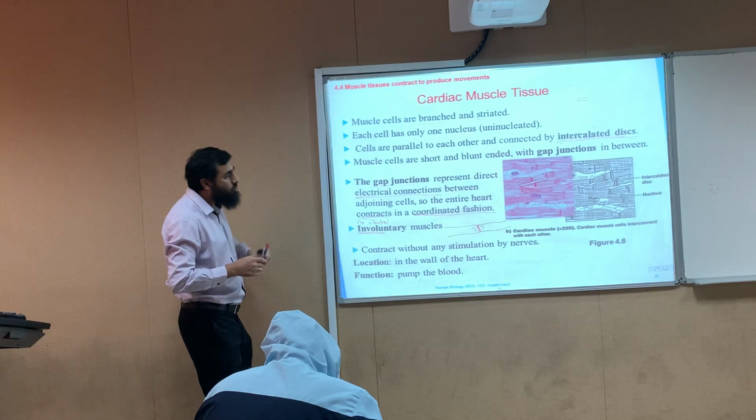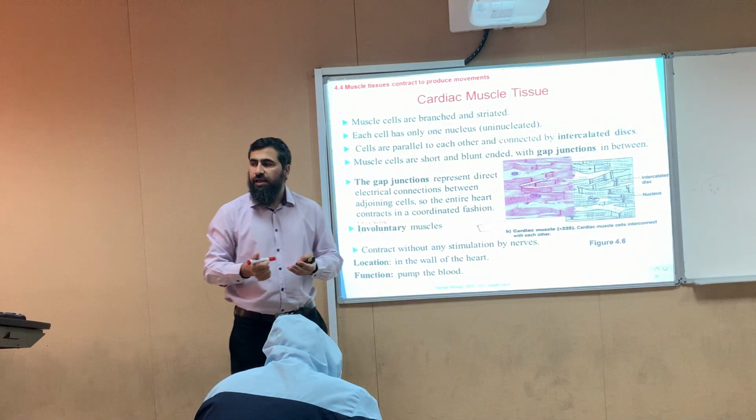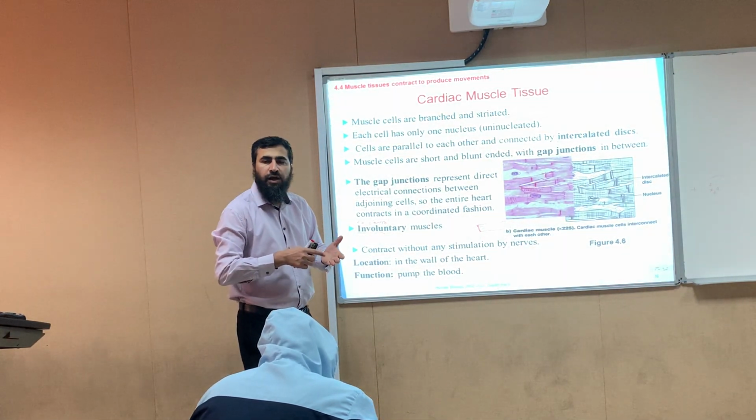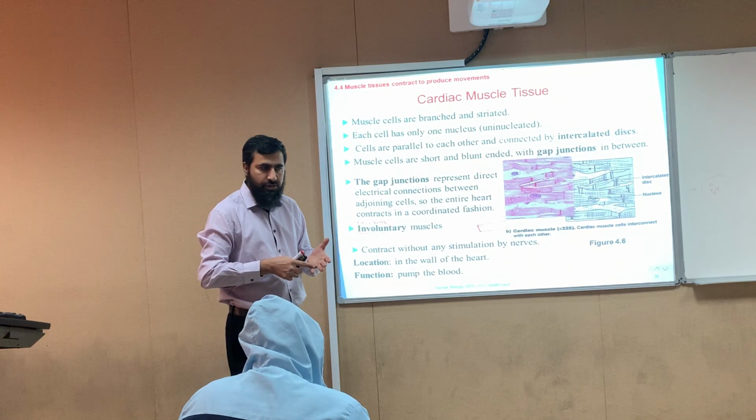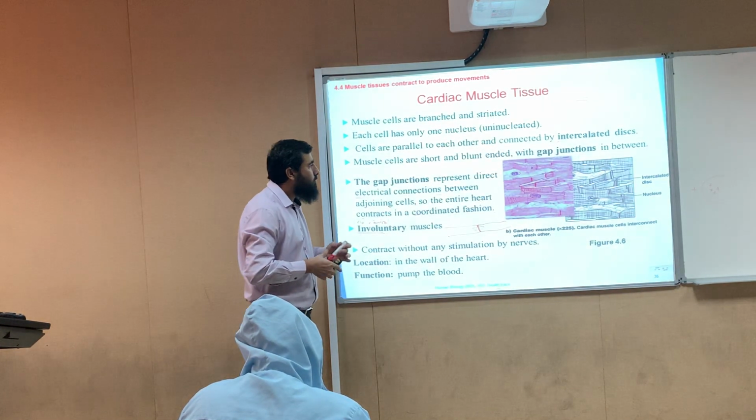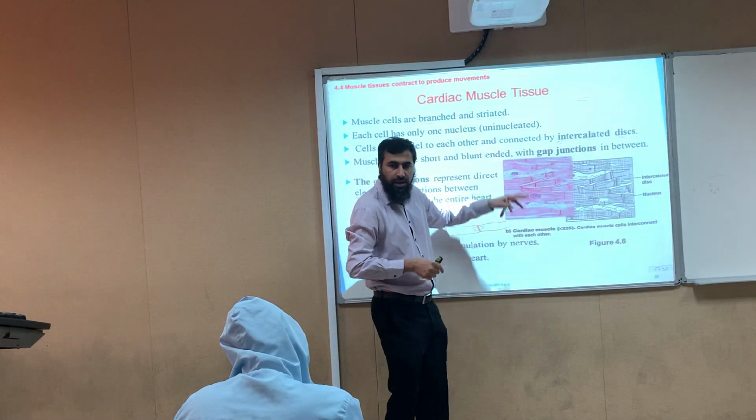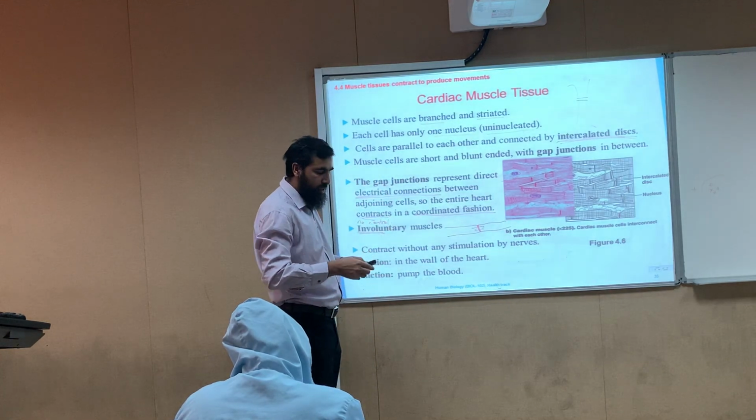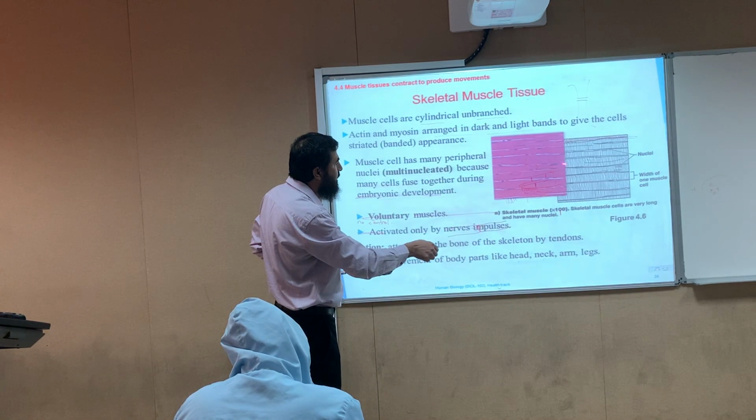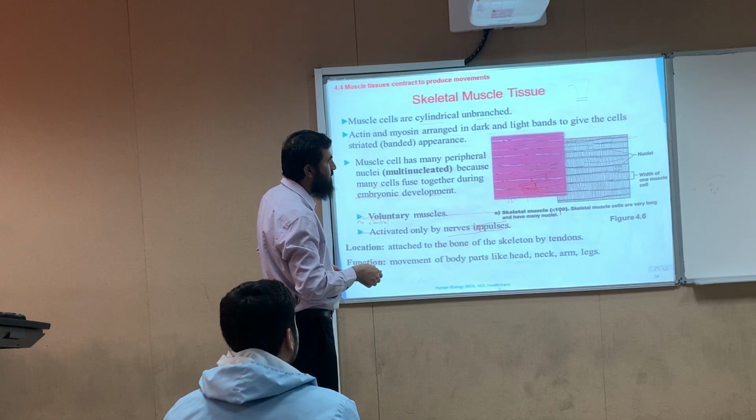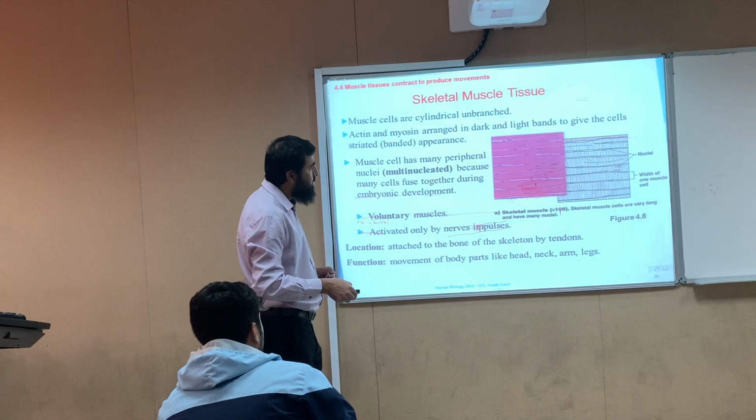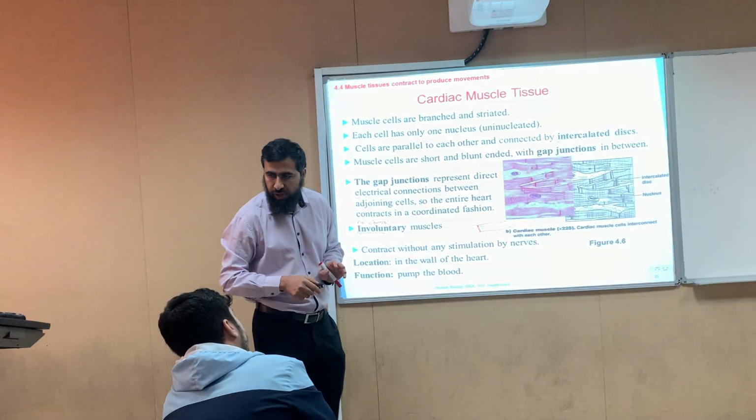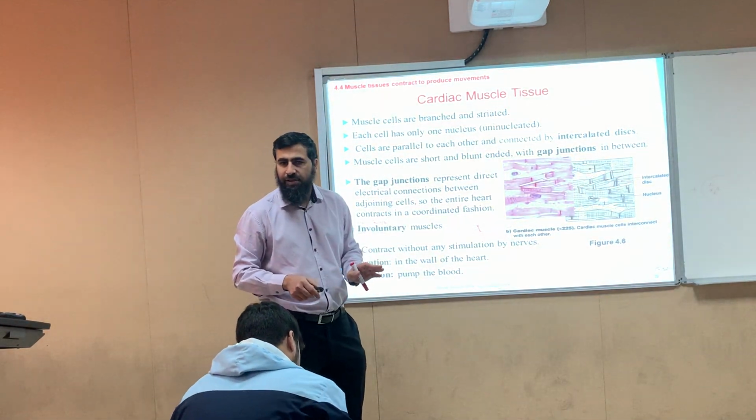Just to recap, the difference between cardiac muscle and skeletal muscle is that in cardiac muscle we find only uninucleated cells, so they have only one nucleus. The cells are branched, unlike skeletal muscle, where the cells are cylindrical and parallel to each other. Both are striated, so that is the similarity, but that's where everything ends between them.